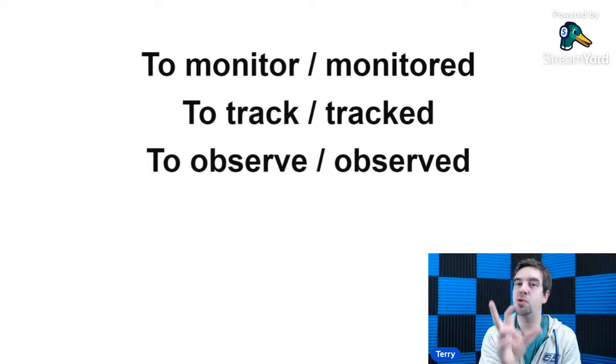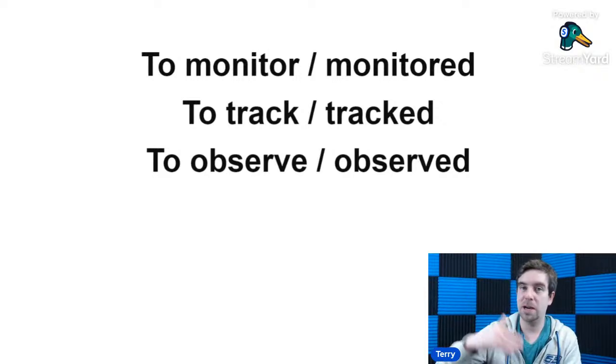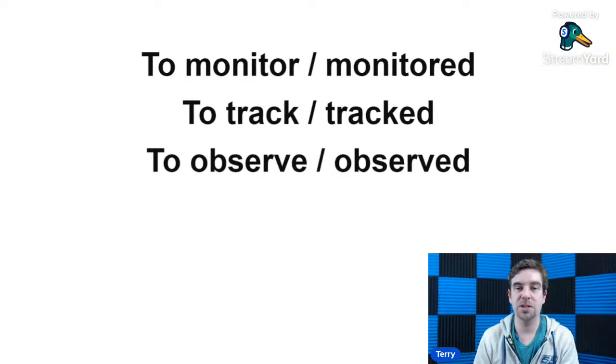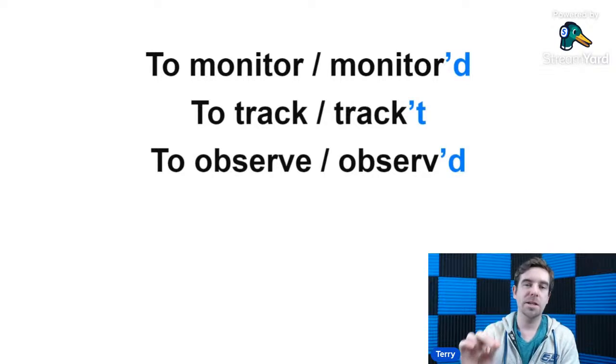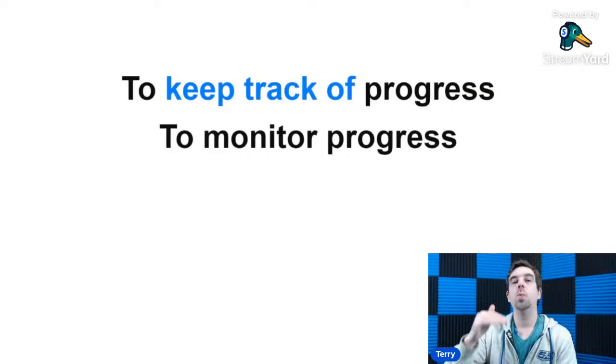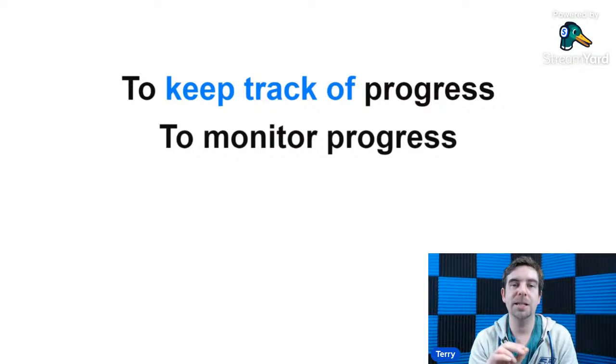Monitored. To track is a really, really useful verb for Scrum Masters because we see it a lot about to track progress, to track sprint velocity, to track all kinds of metrics. But the past tense is tracked with the T sound, tracked. To observe, observed. So the E is silent, okay? So monitored, tracked, observed.